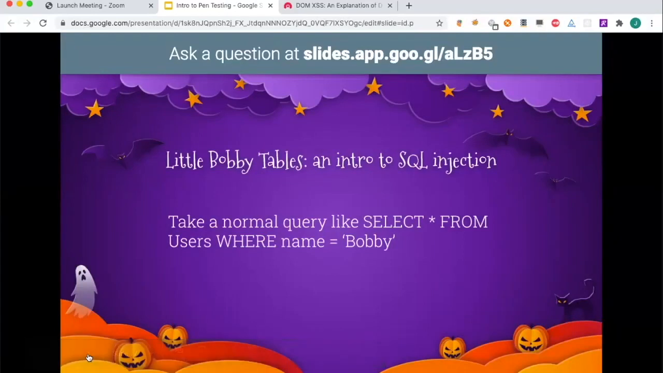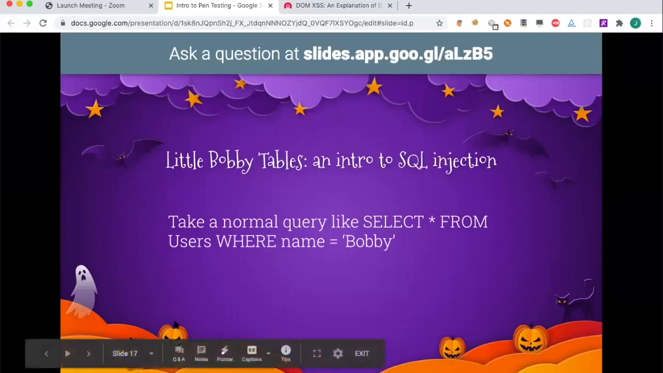Okay, SQL injection. If you don't know the XKCD cartoon, Little Bobby Tables, look it up. It's pretty hilarious. The idea of SQL injection is you take a normal query. Say instead of Julie, I have that input field where it's looking for a name, and I enter Bobby. On the back end, it's going to do some sort of database query, such as select all from users where name is Bobby, assuming this is a normal relational database.